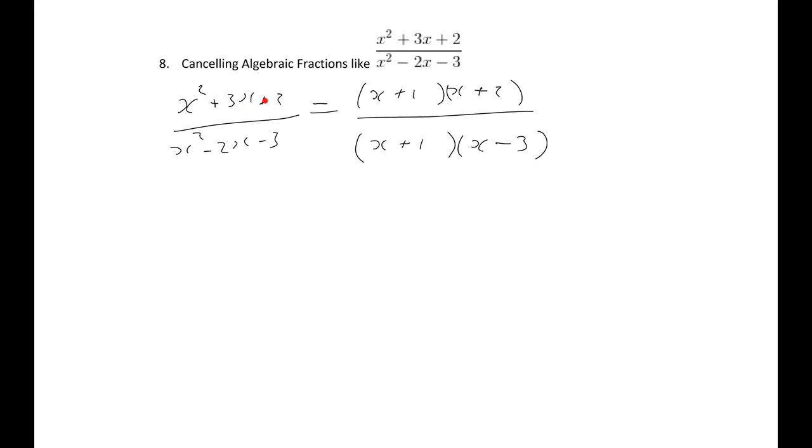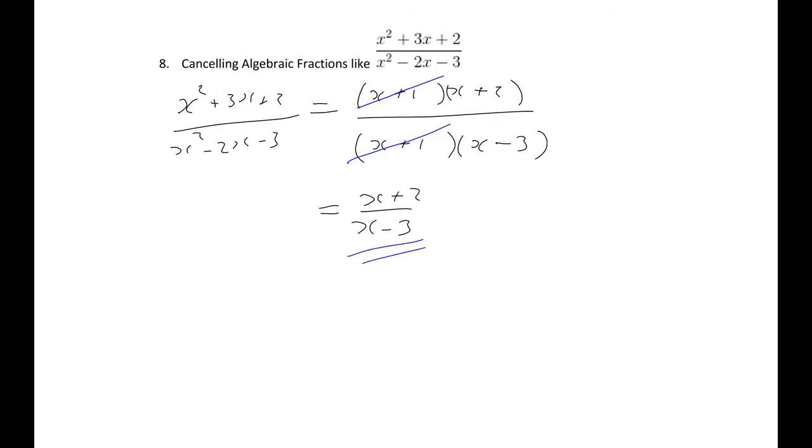Right? If you don't see that, spend a little bit of time and just practice again factorising these quadratics. This is why you want to practice them, because you want to be able to do this quite quickly. Now what we can see is both top and bottom have an x plus 1, and because it's everything on top times by x plus 1 and everything on bottom times by x plus 1, we can divide top and bottom by x plus 1. And that means this simplifies to x plus 2 over x minus 3.